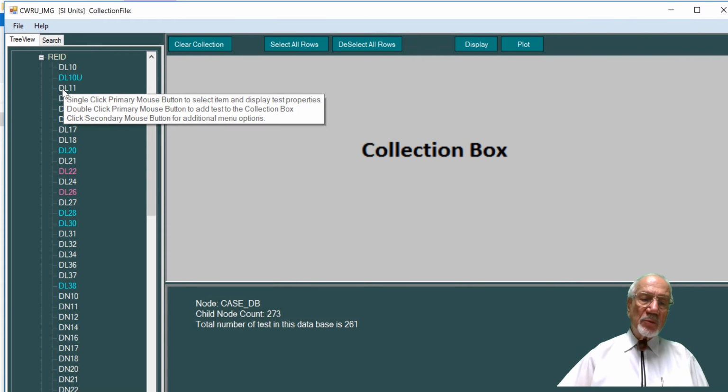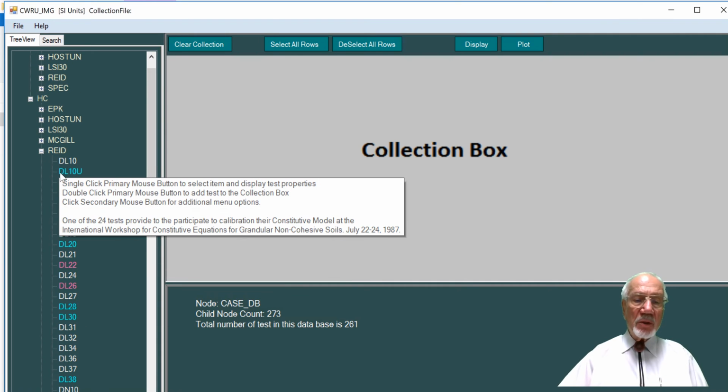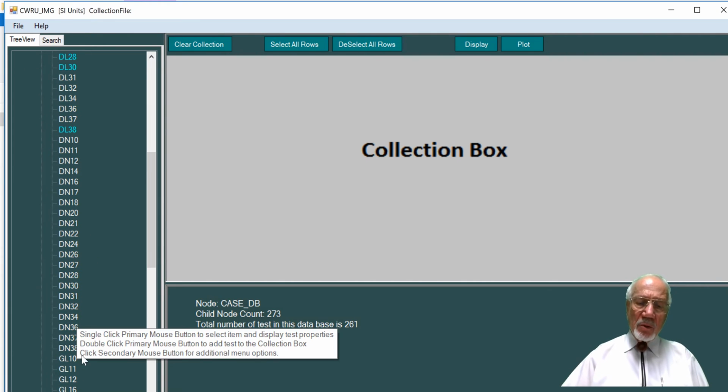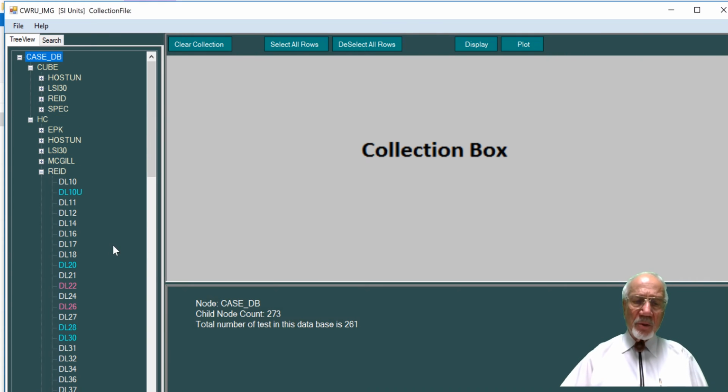We have two letters at the front here, a D and a G. The D stands for direct tests. A direct test is a test in which the cell pressure is kept constant and the axial load increased or decreased, which means that the mean effective stress is changing constantly. A generalized test is a test in which the axial load is increased or decreased and the lateral pressure coming from the cell is decreased and increased. So the mean stress will remain constant.